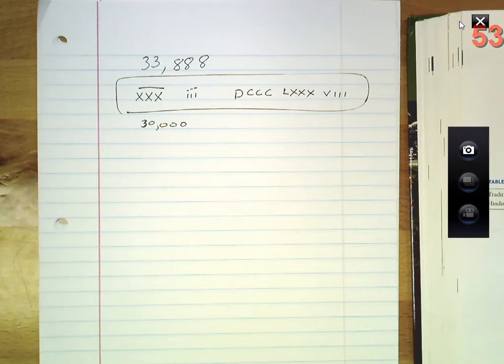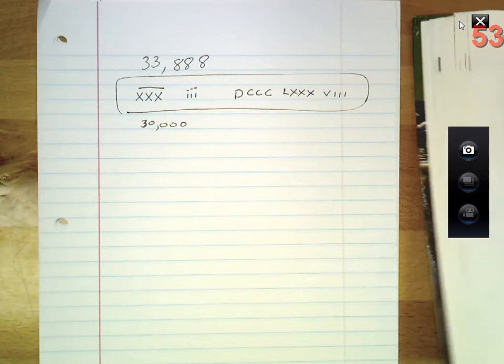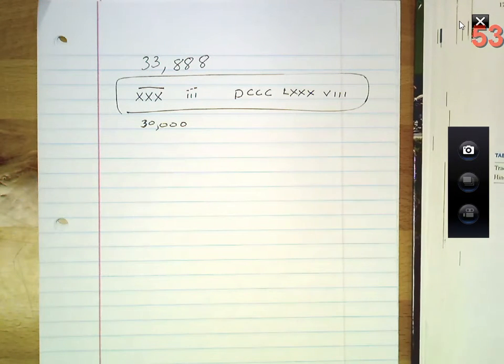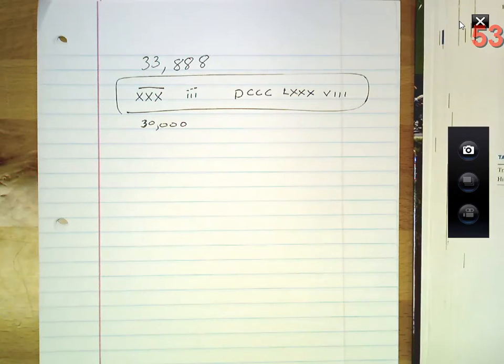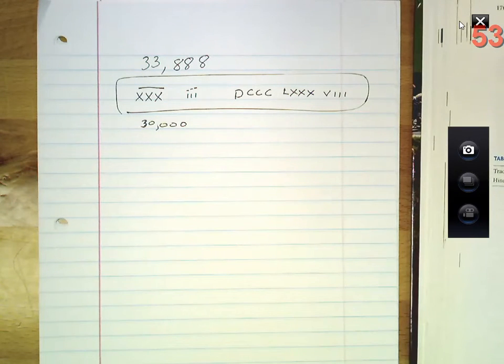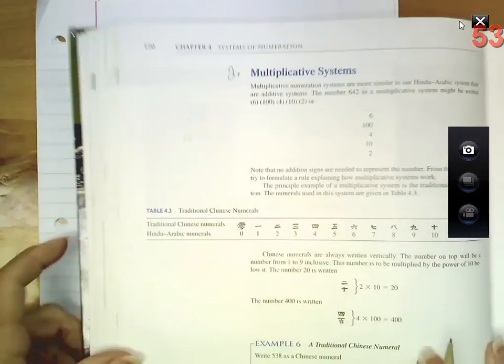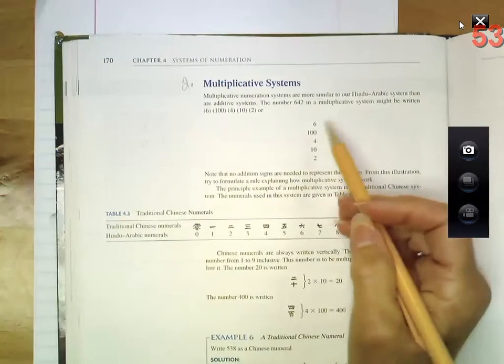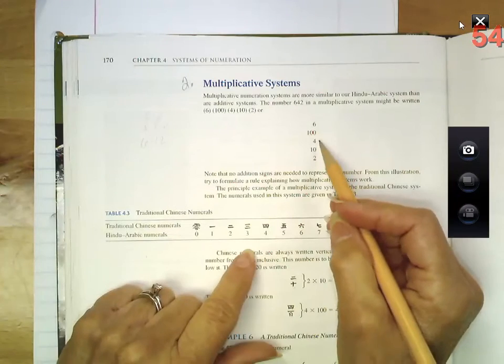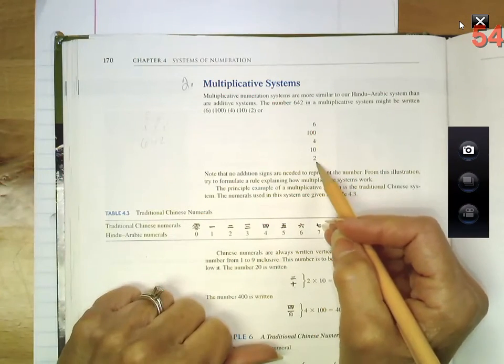Look on page 170. This is multiplicative symbols. Those two are additive. You added the numbers together, but some of them you had to subtract. But if you did the multiplicative system, it says right here, the number 642 is 6 times 100, 4 times 10, and 2.